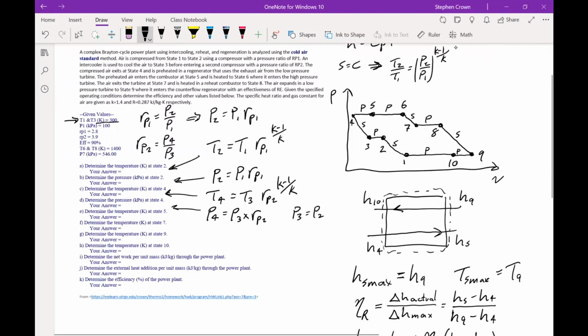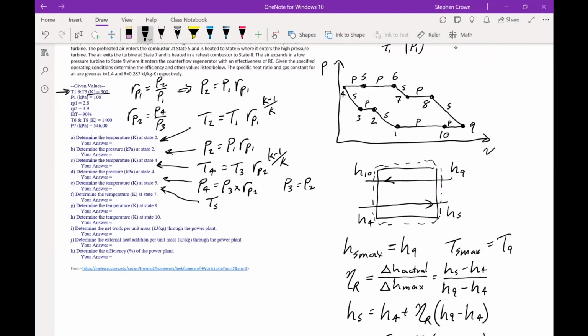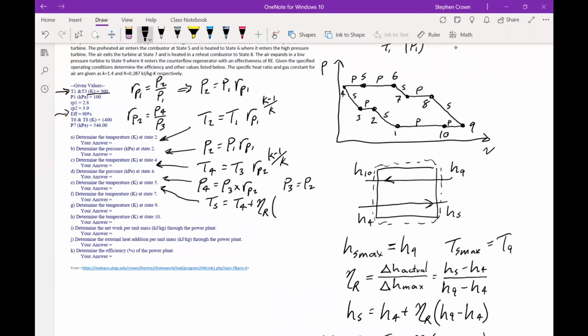So we can write an expression here for temperature 5, but what we realize is we'll need T9 before we can actually get a number for it. So it equals T4 plus the regenerator effectiveness, which is listed here as 90%, times T9 minus T4. So at this point, we don't have temperature 9 yet, so we have to wait and come back to that answer.